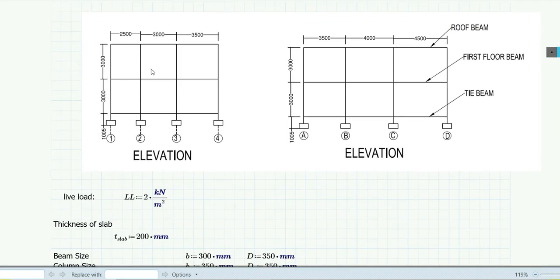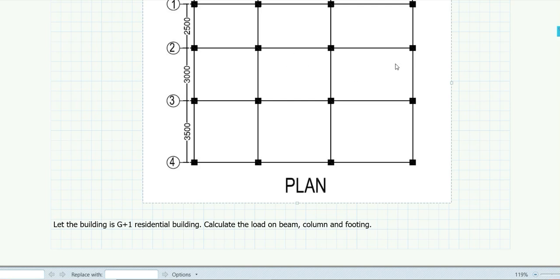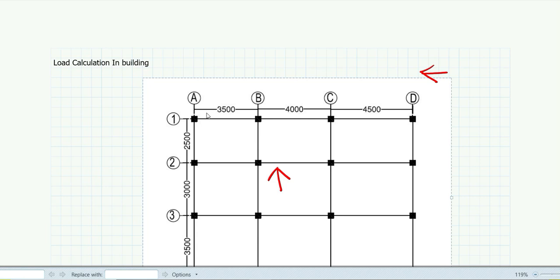First of all, let's look at the elevation of the building. This is the elevation from this side. When you are looking at the structure from this side, you will see only these four columns having 3.5, 3 and 2.5 meter of span. And when you see the structural frame from this side, then you will get the spans as 3.5, 4 and 4.5 meters, right?